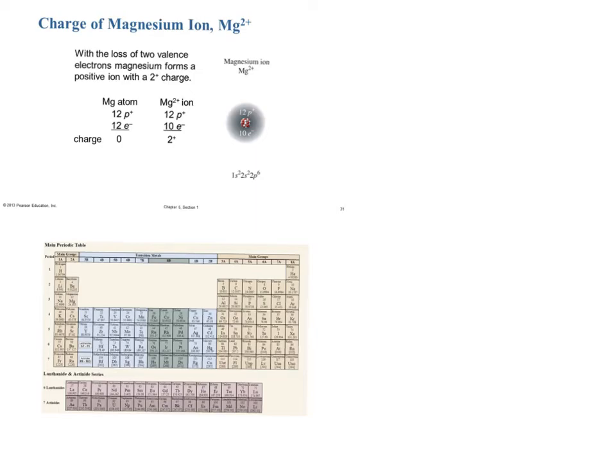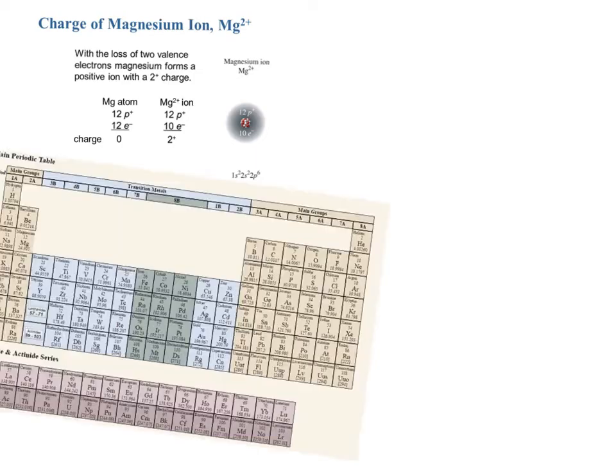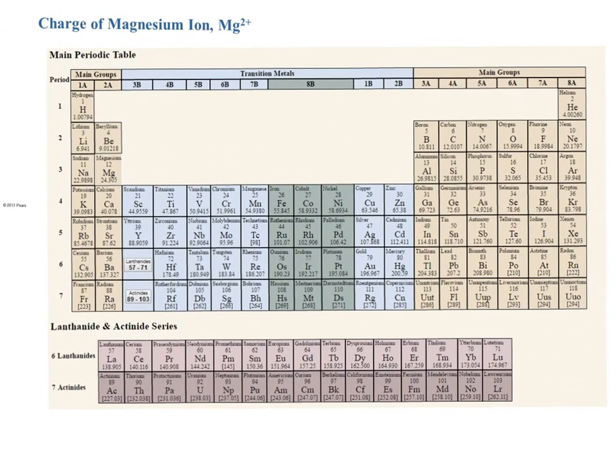Elements in group 2A do similar things. Let's take a look at magnesium. Magnesium is located right here in group 2A, meaning it has 2 valence electrons, because group number equals the number of valence electrons.